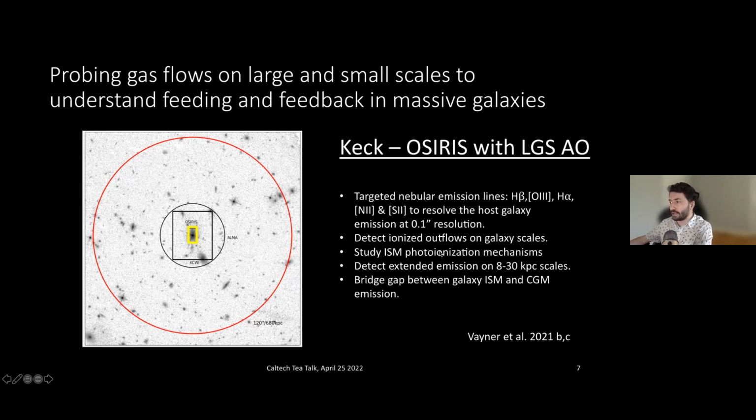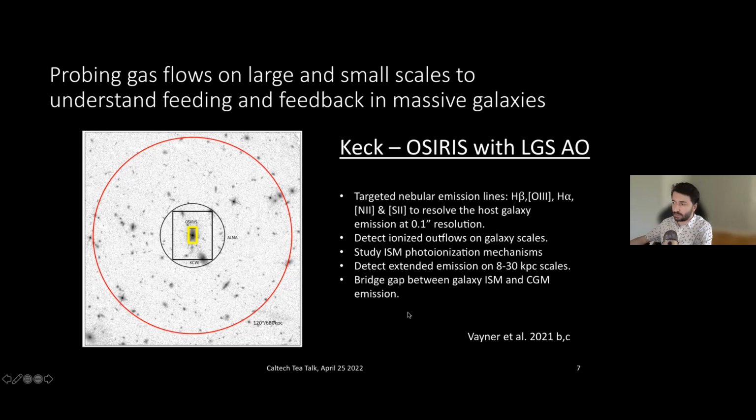And so we've targeted about 10 quasars to study their host galaxies in nebular emission lines such as H beta, oxygen 3, H alpha, nitrogen 2, and so forth that are redshifted into the near infrared. And we're doing these observations at a spatial scale of about 0.1 arcsecond resolution. The goal of this project was to detect ionized outflows on galaxy scales, study the interstellar medium ionization mechanisms, and detect extended emission on 8 to 30 kiloparsec scales. This was a huge part of my thesis when I was at UC San Diego, and it got published in 2 papers last year.